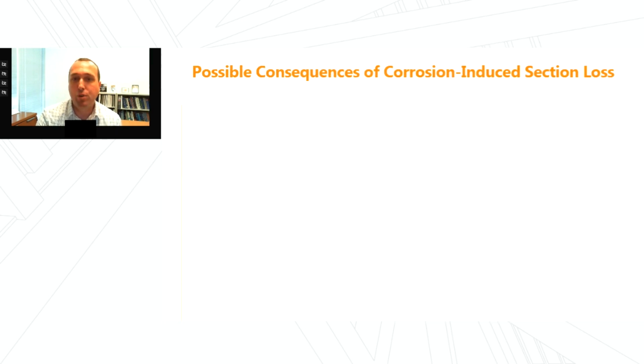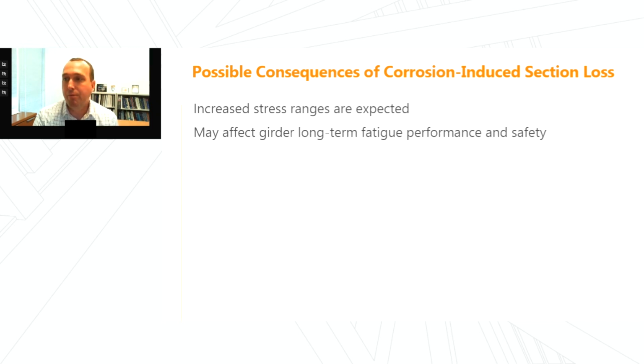So they had some obvious questions of what are the possible consequences of this section loss. And the first is that the stress ranges are expected to increase from the observed section loss, and that may affect the long-term fatigue performance and safety of the shiploader. Traditionally, we would try and evaluate that long-term performance in a desktop study where we put the shiploader into an analysis model, we move the shuttle and boom around to see how the stress ranges vary.